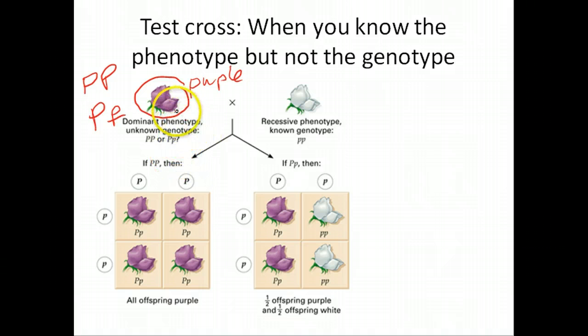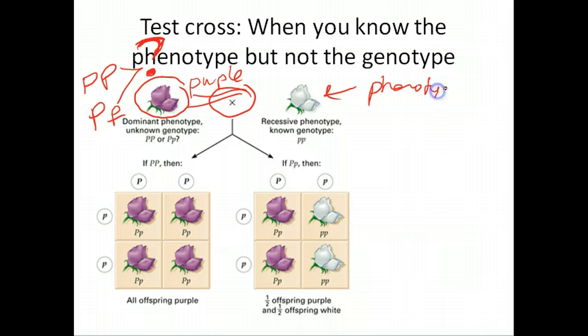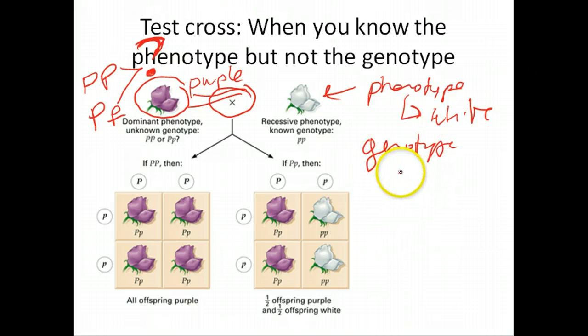Now, in this test cross experiment, I'm telling you it's purple, but the genotype is unknown. So what do you do when you know the phenotype, but the genotype is unknown? Here's what you do. You take that unknown genotype plant and you cross it to a plant whose phenotype is known. You know that because it's staring you right in the face. It's white. And you know the genotype. The only way that you can have a white flower is to be little p, little p. So you know the phenotype, you know the genotype, and then experimentally you set up the cross, okay?